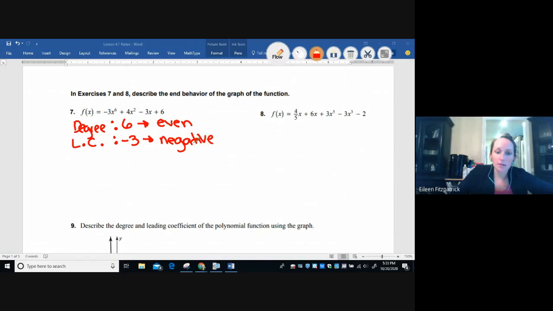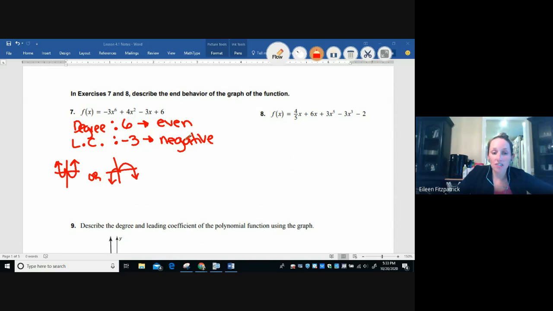As soon as I realize that my degree is even, I immediately start thinking about quadratics, because quadratics, right, have a degree of 2. So all of our polynomials that have an even degree are going to have ends facing up. I don't really care exactly what the function looks like. I just want both ends up, or we're going to have both ends facing down. To determine is it this or that, that's when you move on to the lead coefficient.